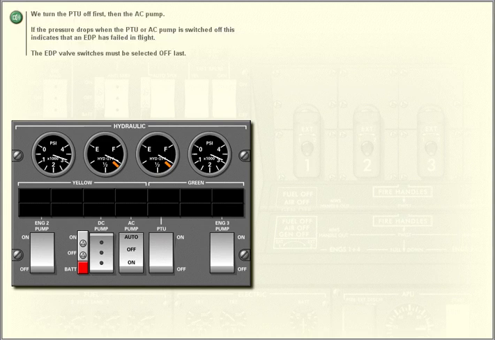We turn the PTU off first, then the AC pump. If the pressure drops when the PTU or AC pump is switched off, this indicates that an EDP has failed in flight. The EDP valve switches must be selected off last.